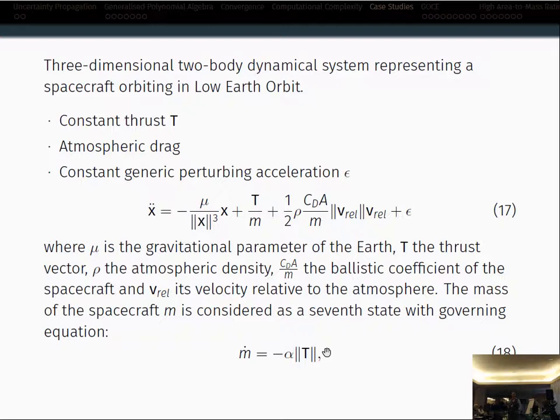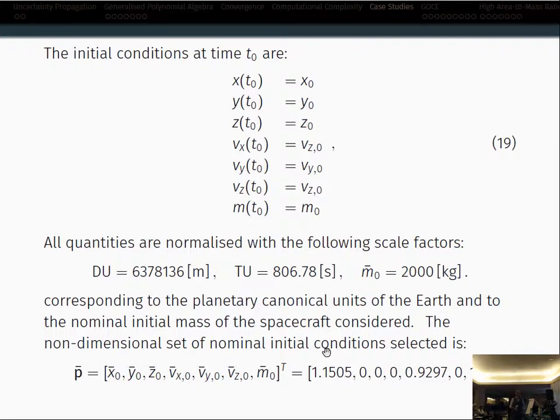And then we have some unmodeled component that we consider a generic interval without any specific distribution. And of course, then we have a mass consumption here. So we have these two equations. The initial conditions are uncertain, but then we can have any other type of uncertainty, for example, in CD, A, epsilon, T, alpha. So we tried to play with different types of uncertainty.